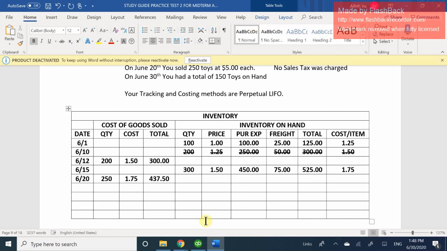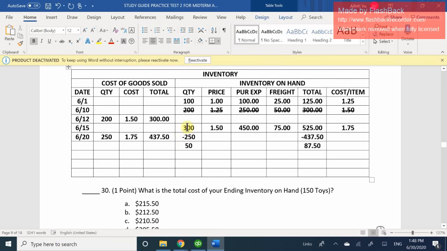Okay, now you can do whatever you want here. You can either subtract it here to get you a total of, what's that, 50 left? Yes. And then, what is this? Minus 437.50. 87.50. And then you said 87.50 is remaining. Okay, so I'm going to go ahead and I guess I'm just going to cross this out because we don't have it anymore.